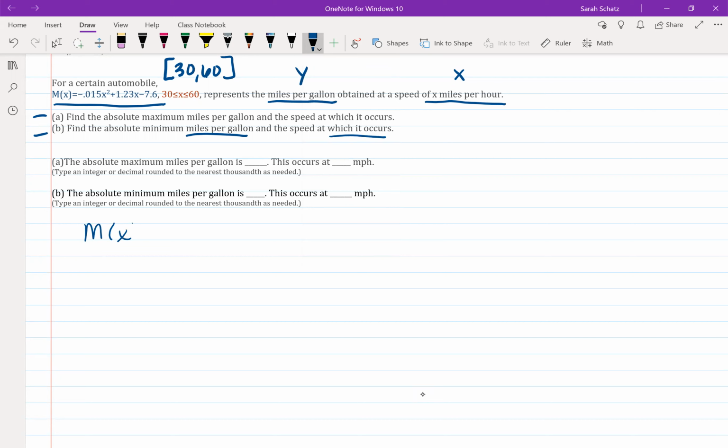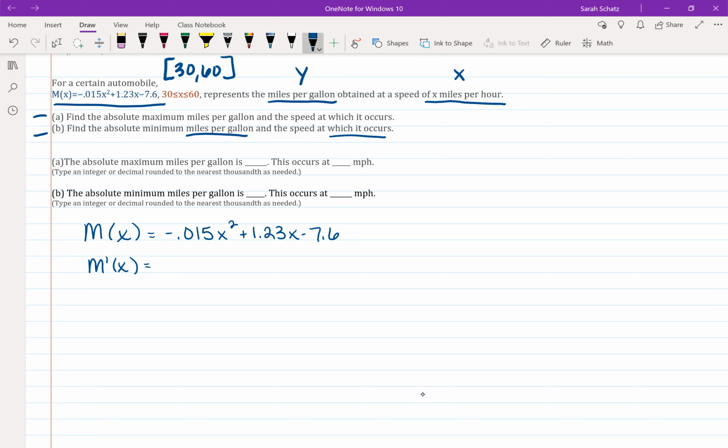So I'm going to write the function again, just so we have more room to work. We have negative 0.015 x squared plus 1.23 x minus 7.6. So I need to find critical points first. So the first thing I do is take the first derivative.